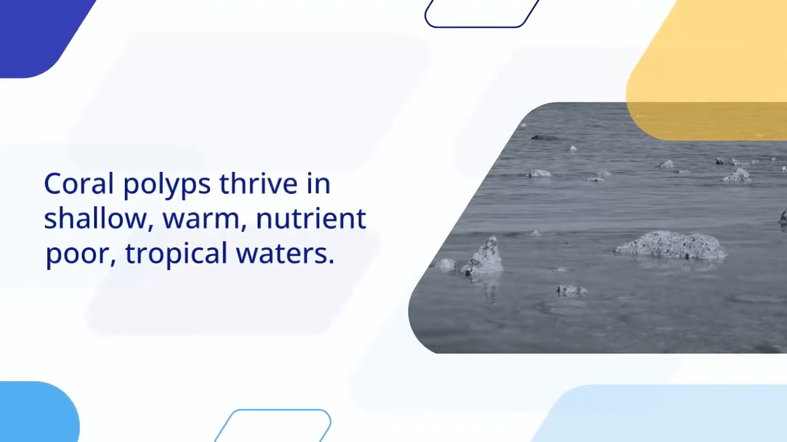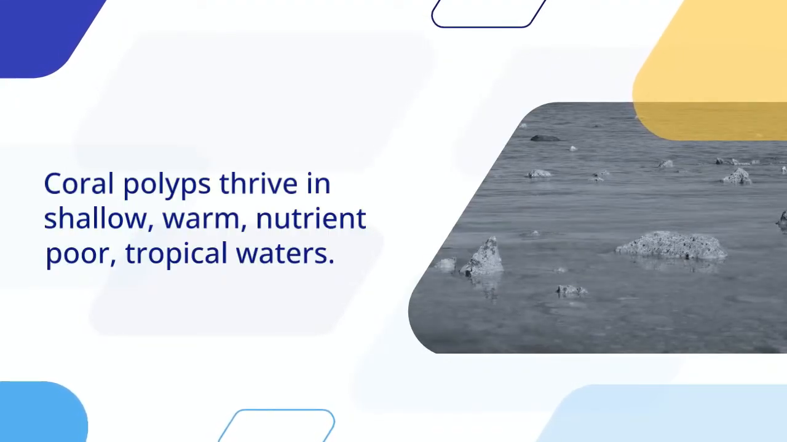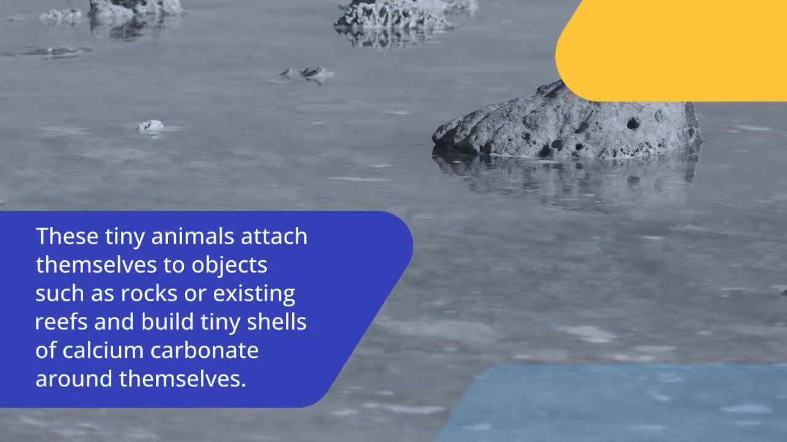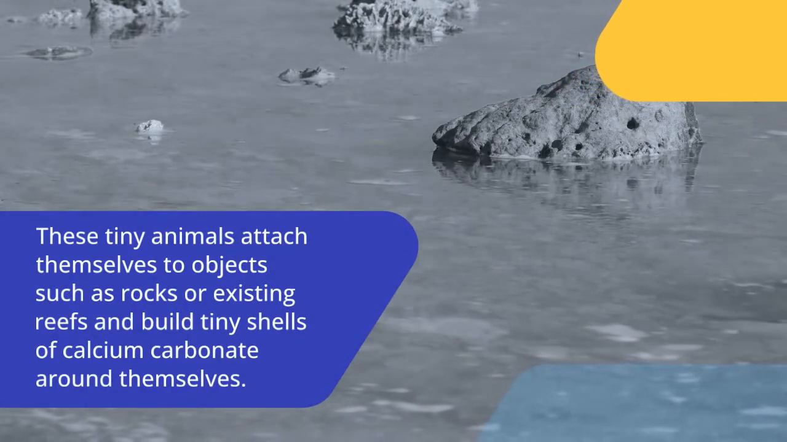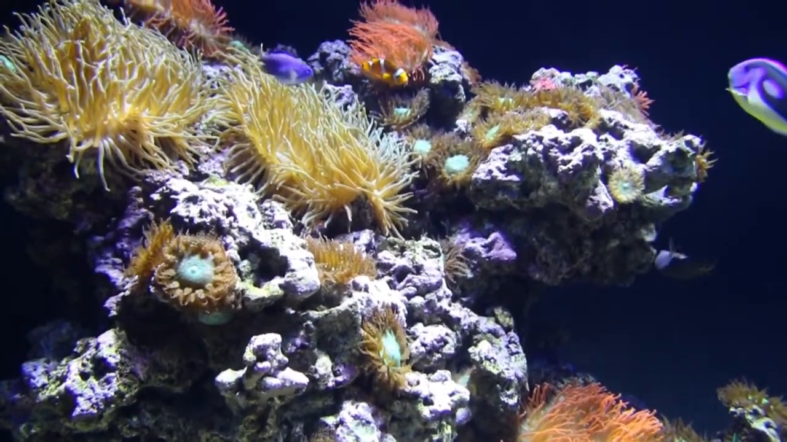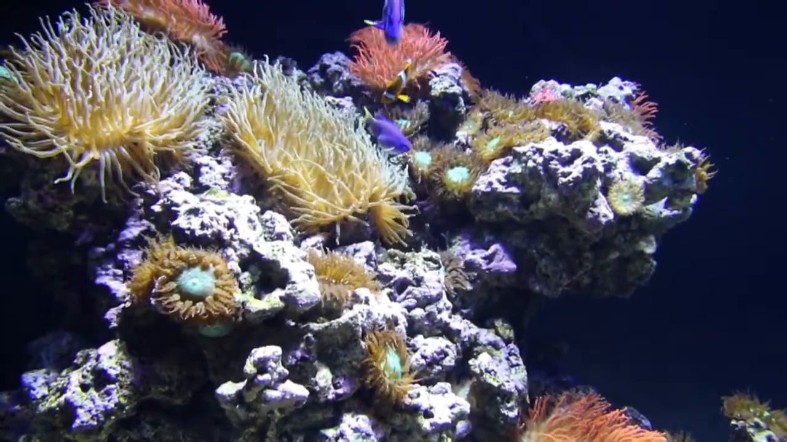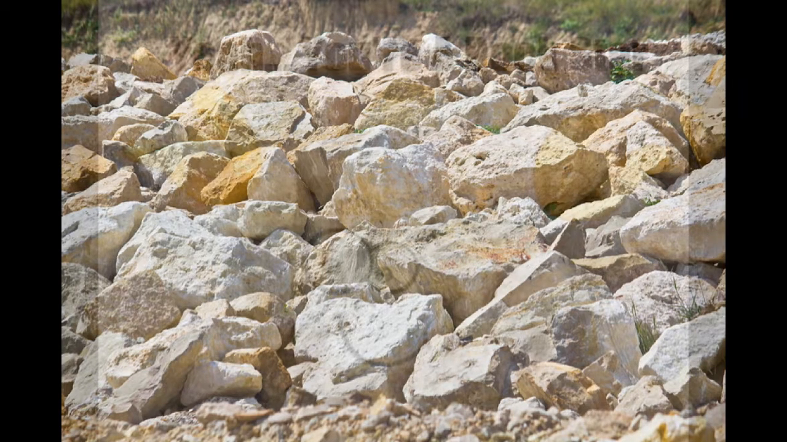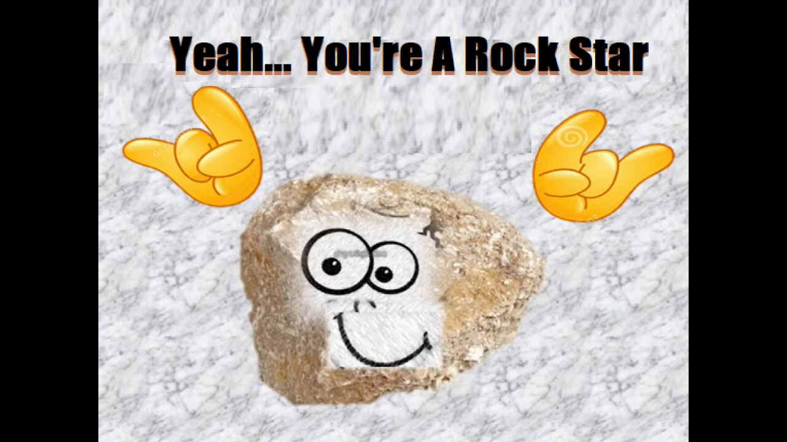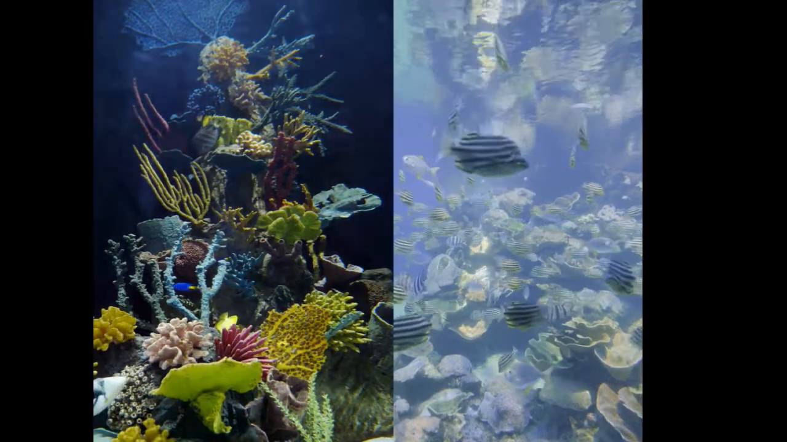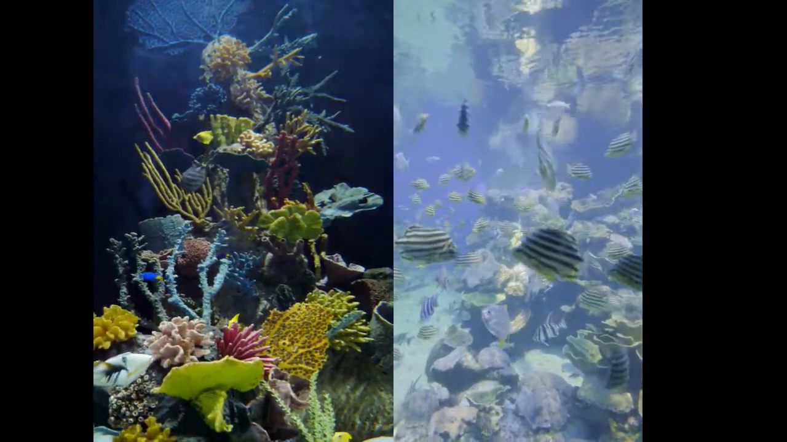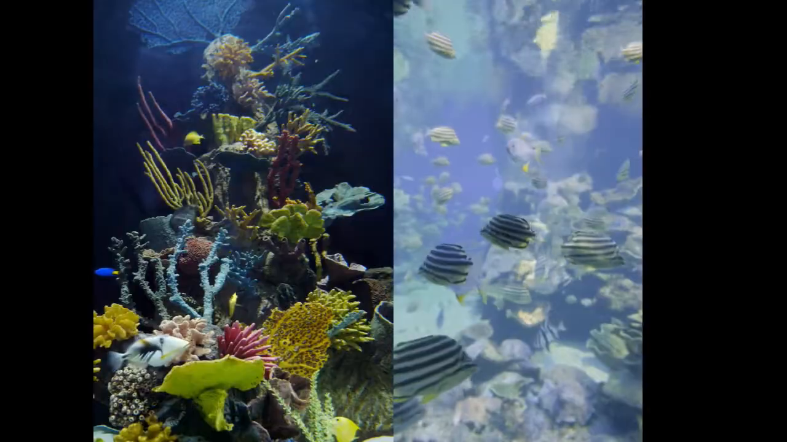tropical waters. Now, these tiny animals attach themselves to objects such as rocks or existing reefs and build tiny shells made out of calcium carbonate. Where have you heard that word before? Calcium carbonate, limestone. You remember limestone is made up of calcium carbonate. So there's a relationship between limestone rock and how the coral reefs actually look or how they are structured.